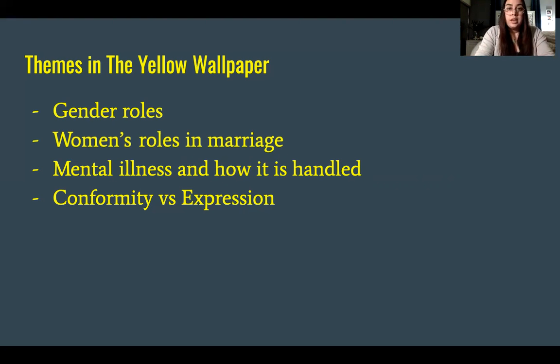Women's roles in the marriage. Again, she's talking about how she feels like an inconvenience to him, right? Because she's feeling ill. She can't take care of her baby because it makes her nervous. Again, that nervousness could be referring to postpartum depression, right? And we'll get into that in the mental illness one. But again, the roles: how she talks about feeling inferior to her sister-in-law because her sister-in-law can run the house, right? When that's supposed to be her job. How her sister-in-law entertains the guests that they have over for the 4th of July, right? And then mental illness and how it's handled.